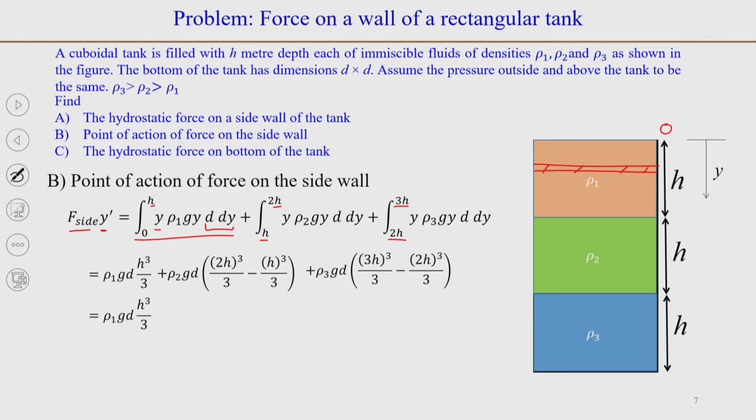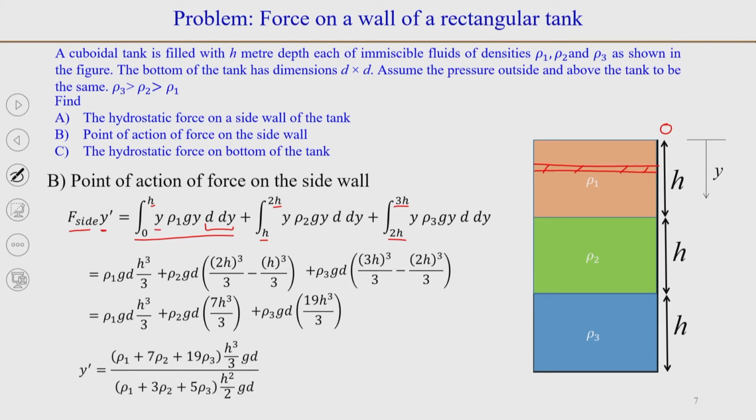First term will be same, the next term will be rho 2 g d 7h cubed by 3, and the third term will be rho 3 g d 19h cubed by 3. We can further simplify and substitute the value of the net force that we obtained just a few minutes back. So, y dash is equal to rho 1 plus 7 rho 2 plus 19 rho 3, into h cubed by 3 g d, divided by rho 1 plus 3 rho 2 plus 5 rho 3, into h squared by 2 g d. So, that is our y dash.